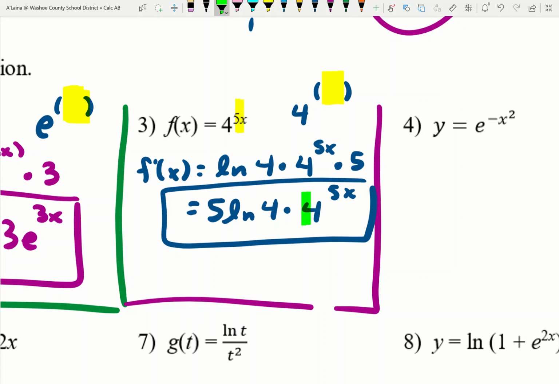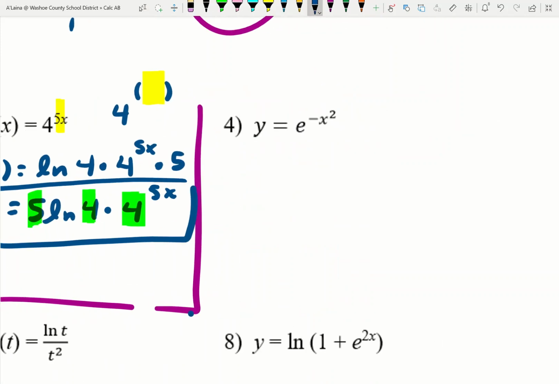Just a point, sometimes people try to multiply these together. You can't do that. One of these is a base of an exponential function. The other is part of a natural log. You also cannot multiply this 5 times either of those 4s. These are all different types of numbers and measurements, and we cannot combine them further. We could write them in a different form, but it's not going to be worth your time to do that.